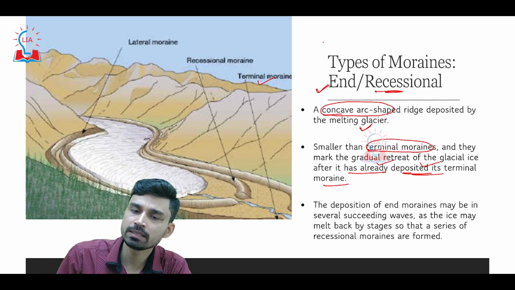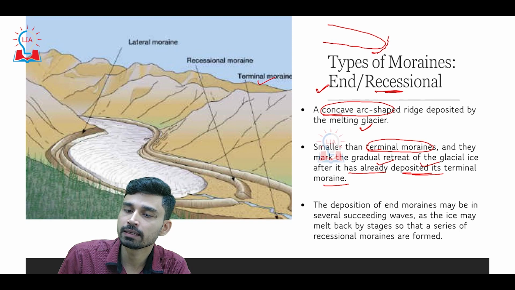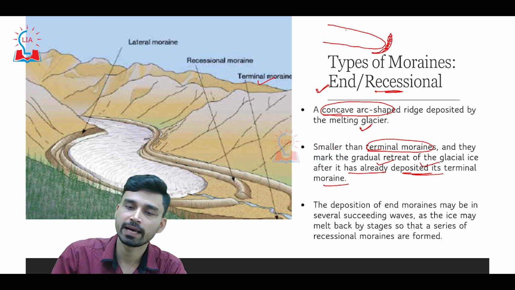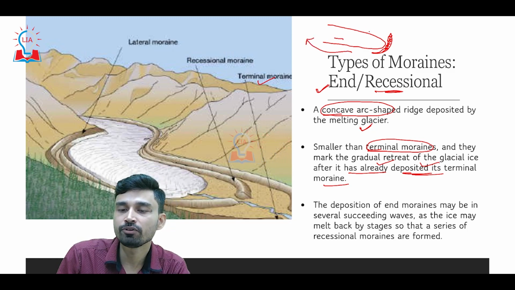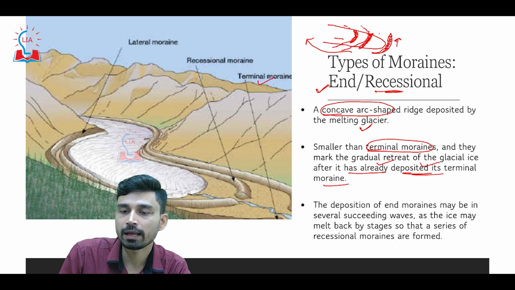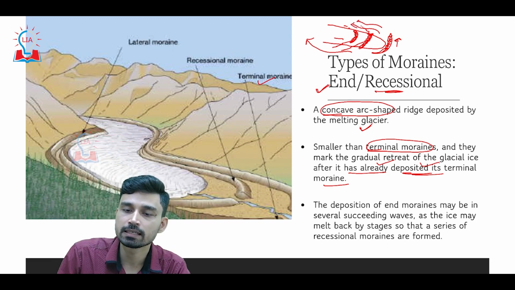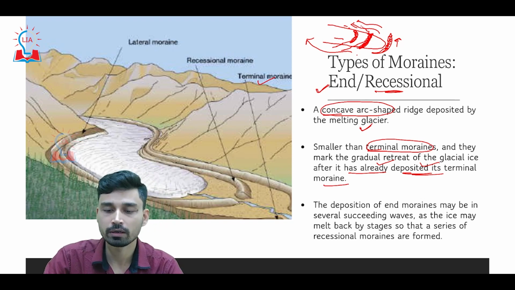To understand it, simply suppose this was the snout of the glacier. This was the place where the glacier deposited and formed a terminal moraine. Now what happens as warming occurs? The glacier also tries to retreat backward. So when it is retreating backward, after some time the glacier might reach here, and here also it will deposit some sediments. Again it will retreat further backward, and here also it will deposit some sediments. So this is our terminal moraine, and the moraines developed due to the continuous retreat of glaciers are what we can refer to as end or recessional moraines.